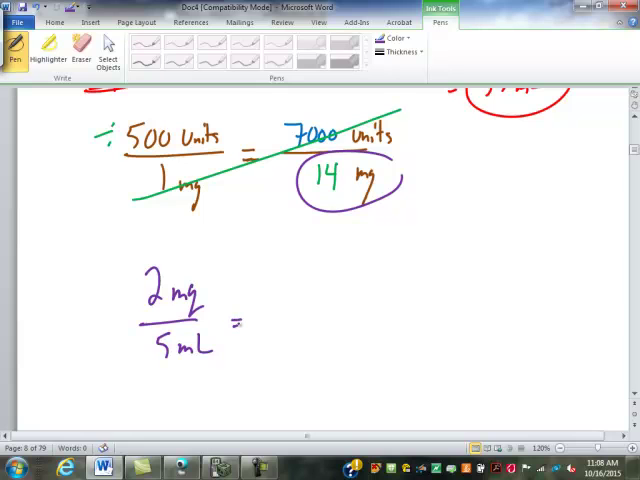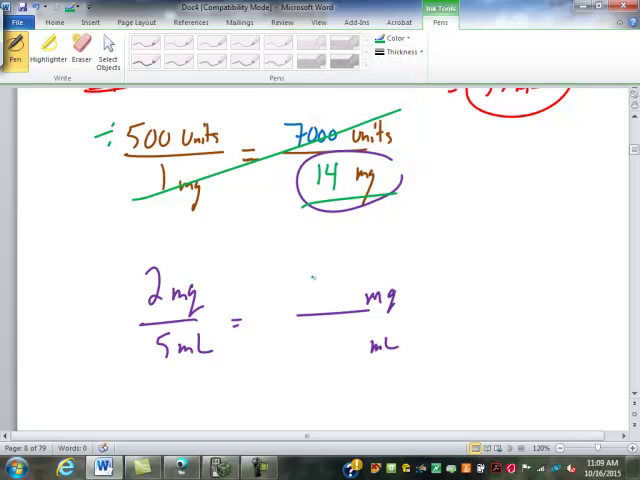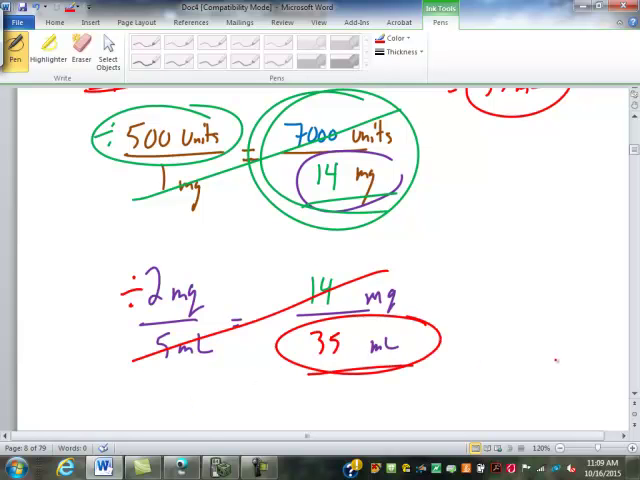On the other side, we have milligrams and milliliters as well. And we have 14 milligrams is what we got when converting the doctor's orders from units to milligrams. So now here we will cross multiply and divide. 5 times 14 is 70 divided by 2 is 35. So 35 milliliters. You get the same answer, but you can see this is much more tedious. Trying to figure out how to set it up, what to start with is really kind of a pain.